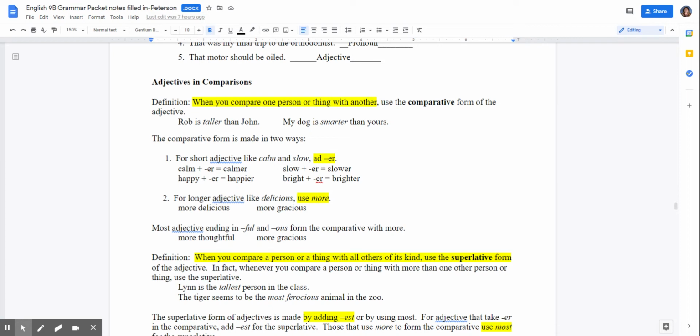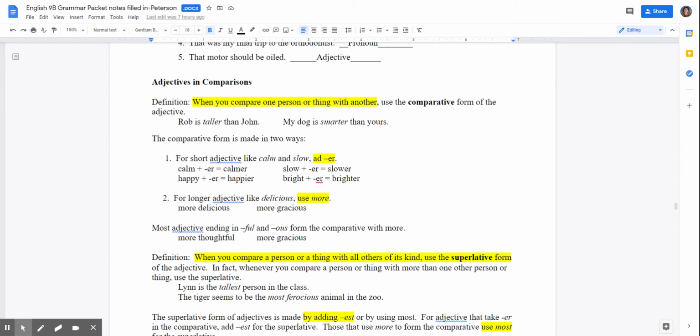So when you compare something, you compare one person or a thing with another. So use the comparative form of the adjective. Rob is taller than John. Rob and John are being compared. Rob is taller. My dog is smarter than yours.